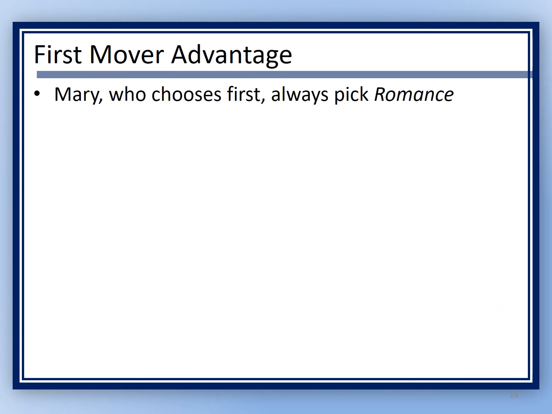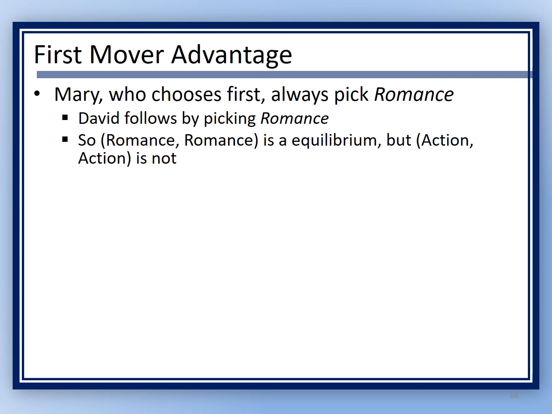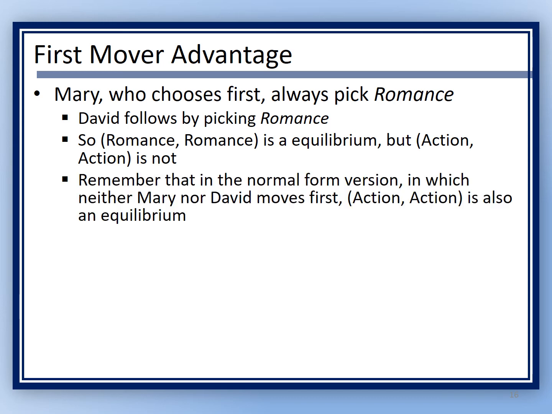In this situation, Mary chooses first and picks what she likes. David follows by picking the same thing. In the extensive form game, only romance is the equilibrium. Action is not. So the number of equilibria is actually different from the normal form. When they make decisions at the same time, they could end up deciding to go to the action movie, or they could end up deciding to go to the romance movie. Not when Mary chooses first. Ladies first means ladies get their wish. So there's only one equilibrium.